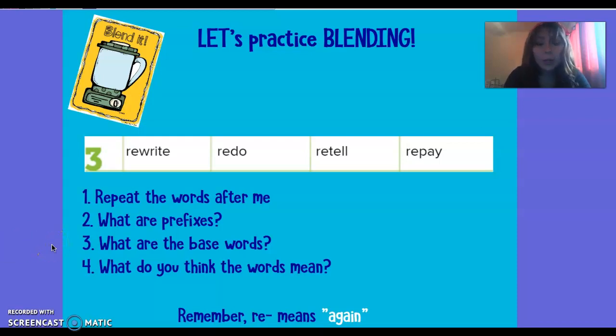Let's go ahead and repeat the words after me. Rewrite, redo, retell, repay. Good. Now, go ahead and identify the prefix in these words. I agree. I also think that the prefix is re. Re means again. Okay? So now, what are the base words or the words that you already know in line 3?